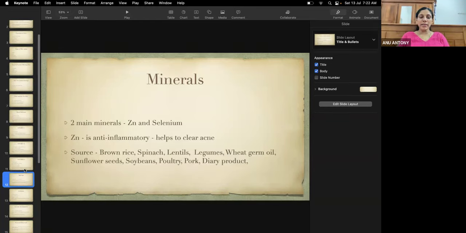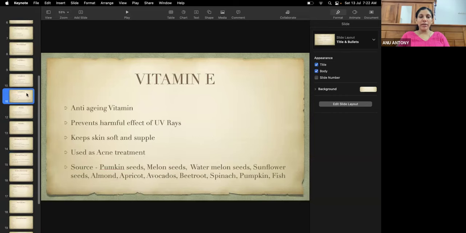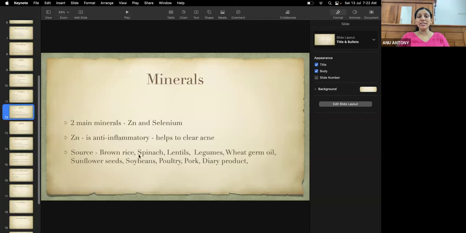So these are the basics of vitamins. Coming to the minerals part, basically 2 minerals we need essentially. One is zinc and one is selenium. Zinc is again anti-inflammatory and it helps to clear acne. So if you are having a lot of acne, you can start incorporating vitamin E and zinc in your diet.